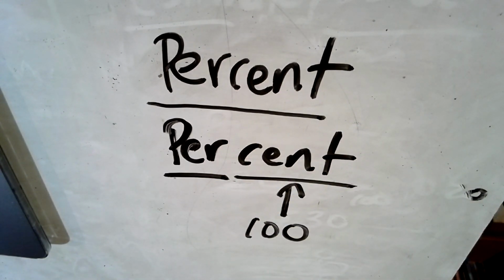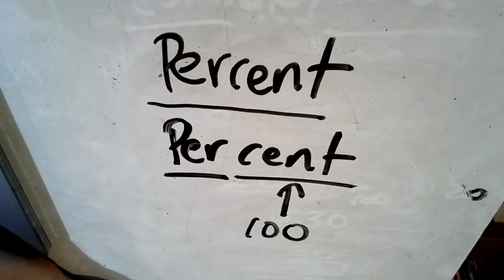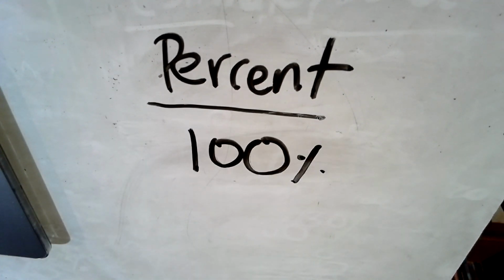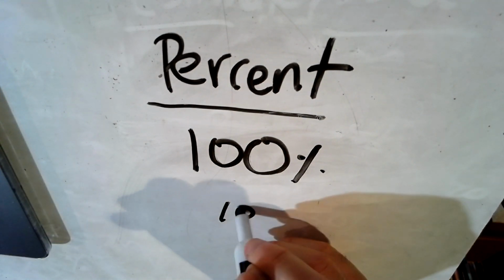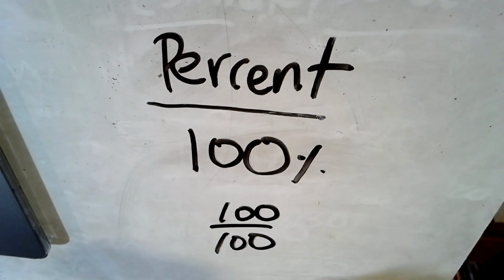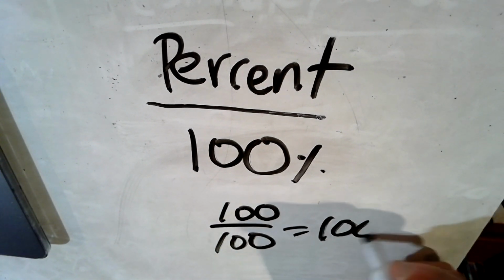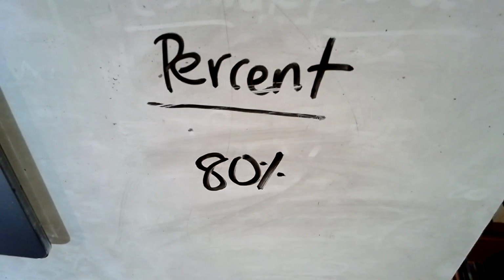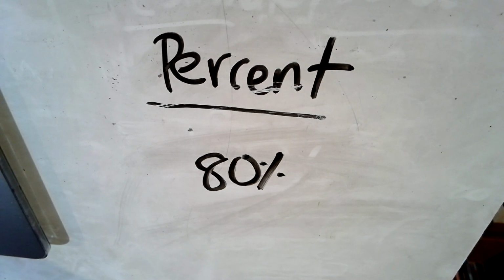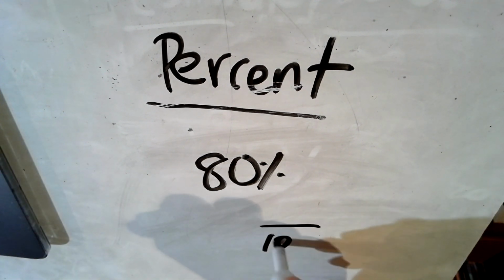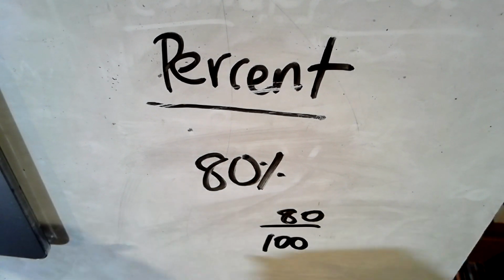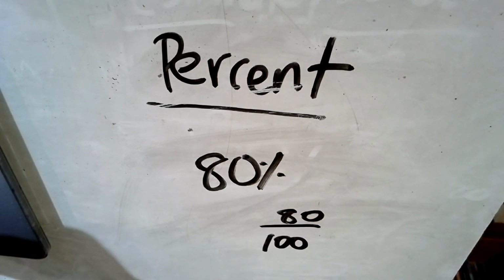Per 100. For example, let's say you get 100% on a test. What that means is you got 100 right out of 100. 100 out of 100 is 100%. Let's say you score 80% on a test. What that means is out of 100 questions, you got 80 correct. 80 out of 100 is 80%.